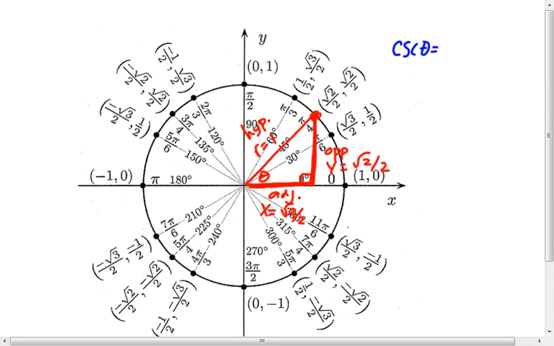Okay, cosecant would be your r value, or your hypotenuse, over your y value. So this would be the hypotenuse, and my y value is my opposite. If I were to do that, I would have 1 over the square root of 2 over 2. Okay? Again, I don't want to have a double fraction in there. So instead of dividing by a fraction, I will multiply by the reciprocal. When I multiply that out, I have 2 over root 2.